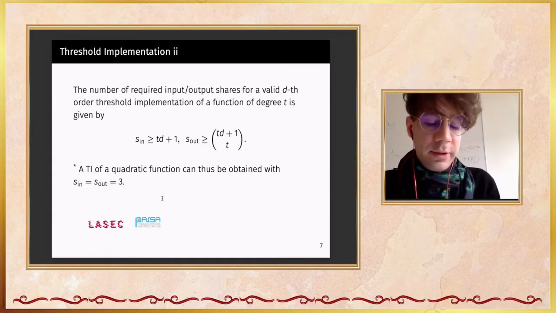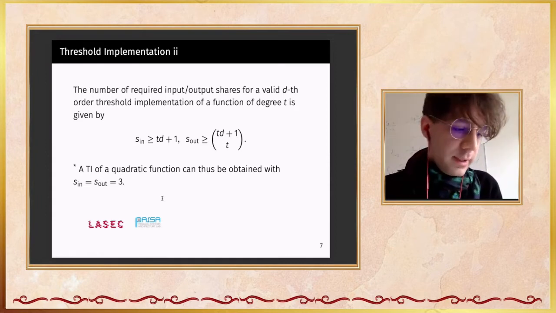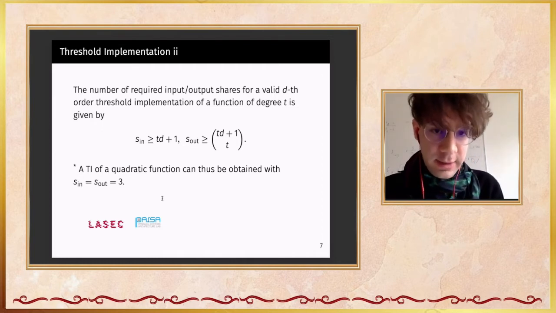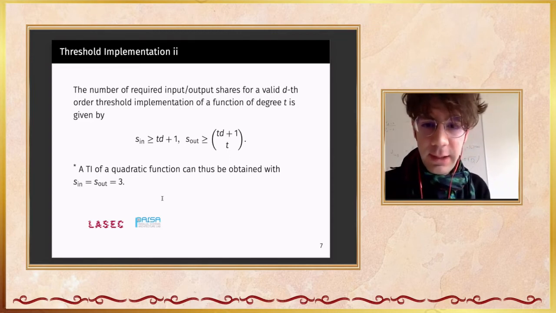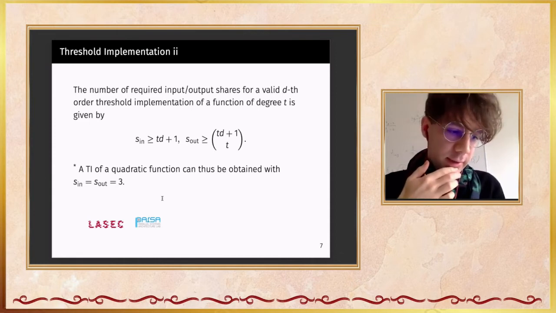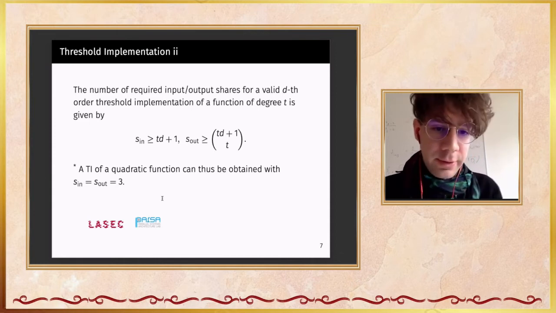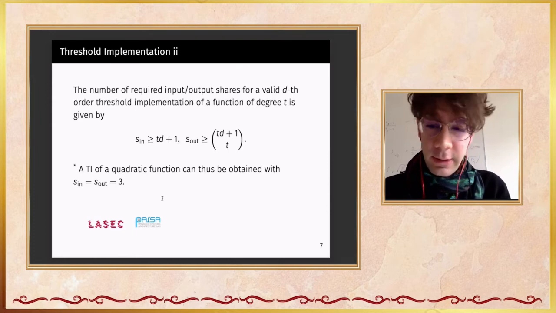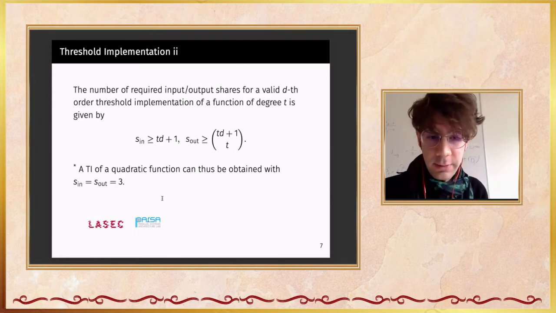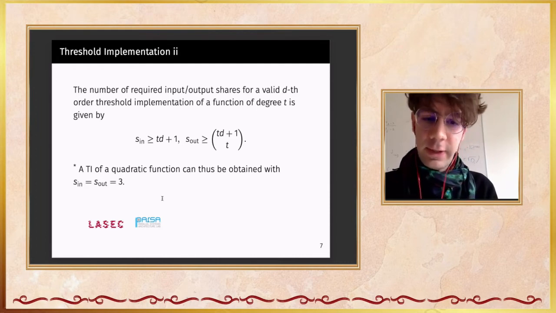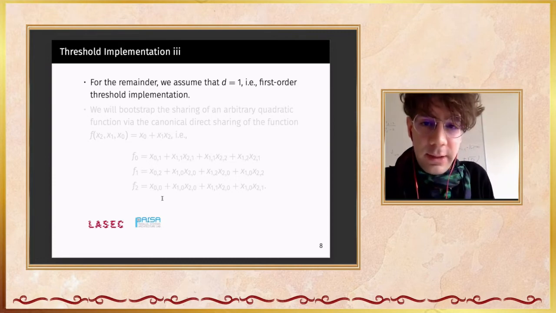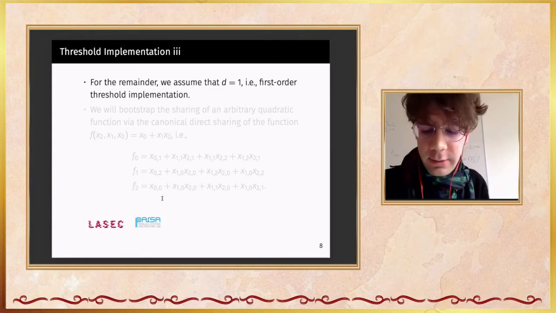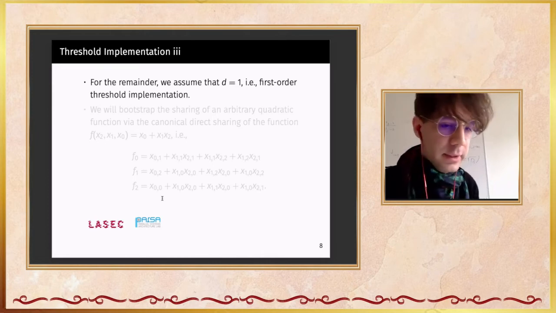The exact number of input and output shares of a d-order threshold implementation of degree t is given by the following: the number of input shares is lower bounded by td plus 1, and the number of output shares is lower bounded by (td plus 1) choose t. It's important to note here also that a first-order threshold implementation of a quadratic function can thus be obtained by setting s, the number of input and output shares, equal to 3. For the remainder, we will just assume that d equals 1, so we're just interested in first-order threshold implementations.